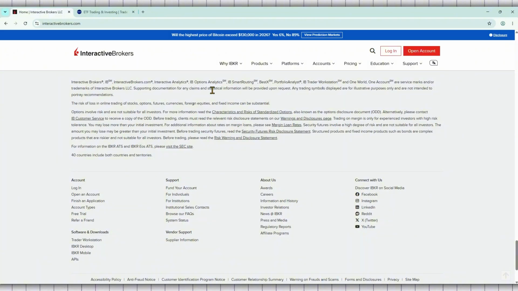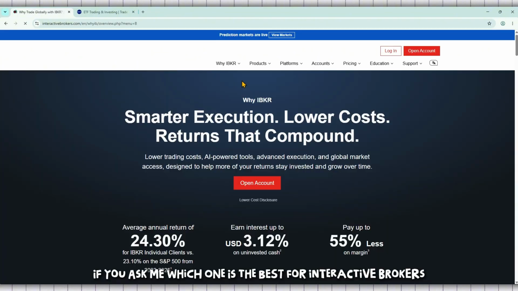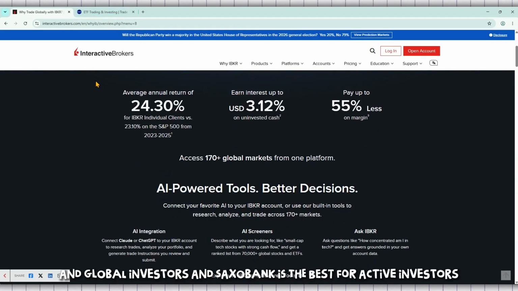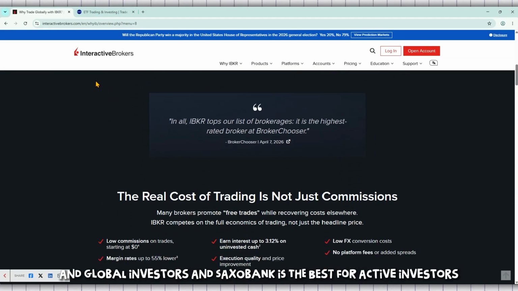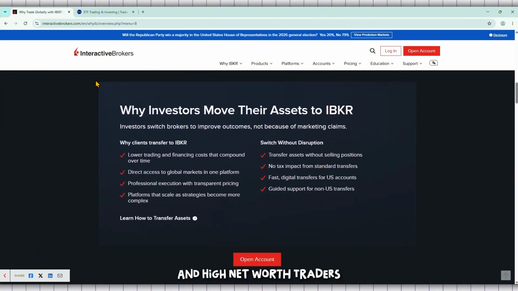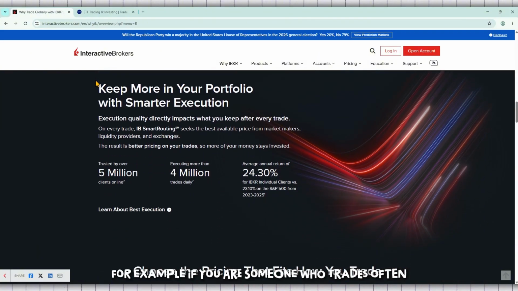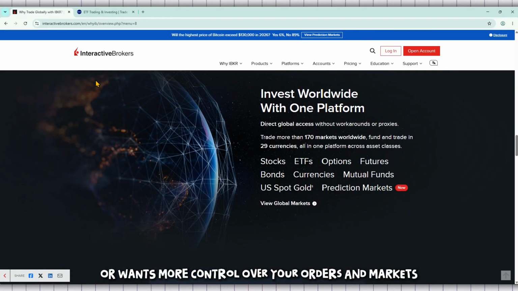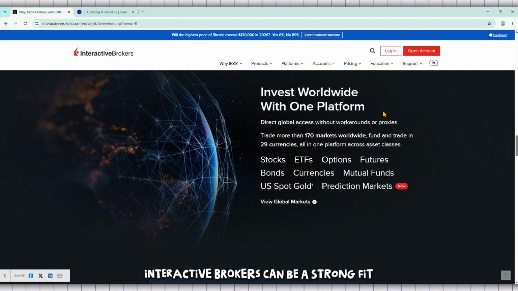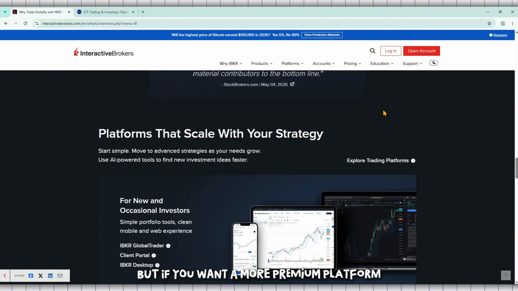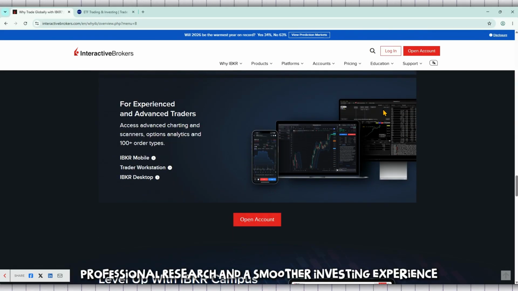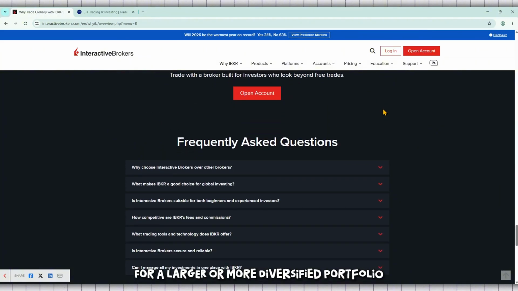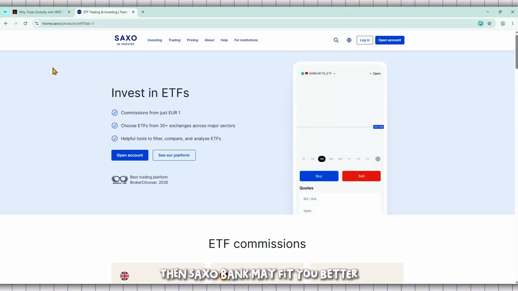If you ask me which one is the best, Interactive Brokers is the best for advanced traders and global investors, and Saxo Bank is the best for active investors and high-net-worth traders. For example, if you are someone who trades often, invests internationally, or wants more control over your orders and markets, Interactive Brokers can be a strong fit. But if you want a more premium platform, professional research, and a smoother investing experience for a larger or more diversified portfolio, then Saxo Bank may fit you better.